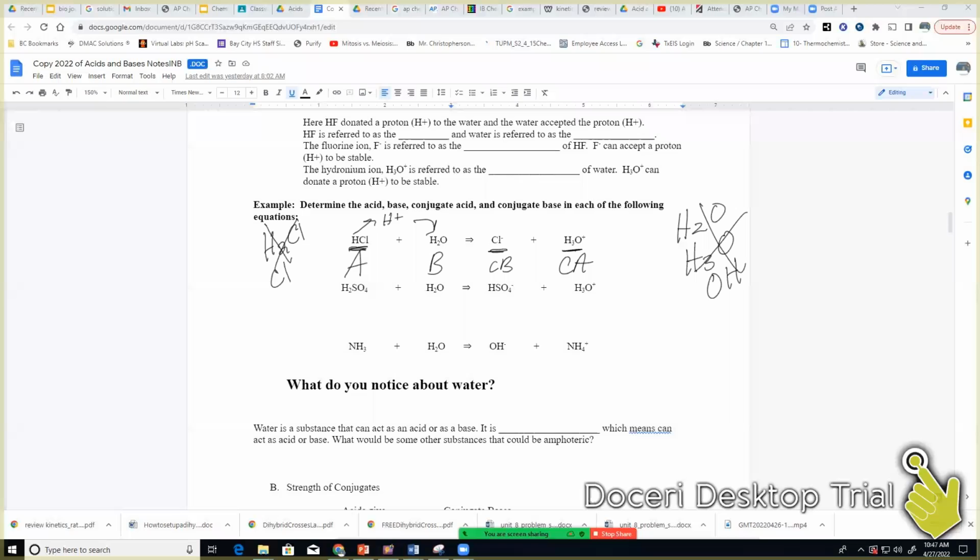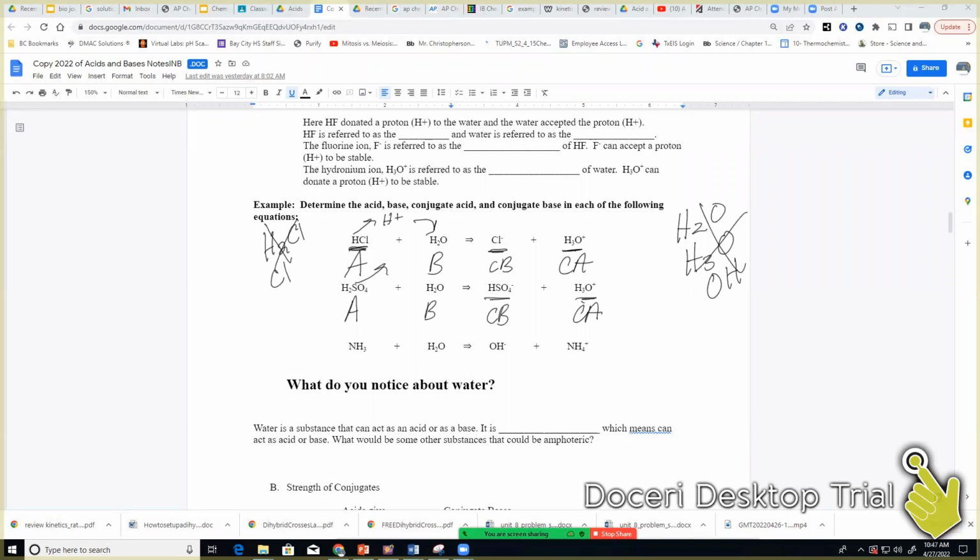So in my second one, what did my H2SO4 do? What was it, acid or base? Acid. Because it went from H2SO4 to HSO4. So that means it donated a hydrogen. That makes it an acid. And that would be its conjugate base. My water, on the other hand, was the base because it went from H2O to H3O. It accepted that hydrogen, so it's a base, and this one is its conjugate acid.